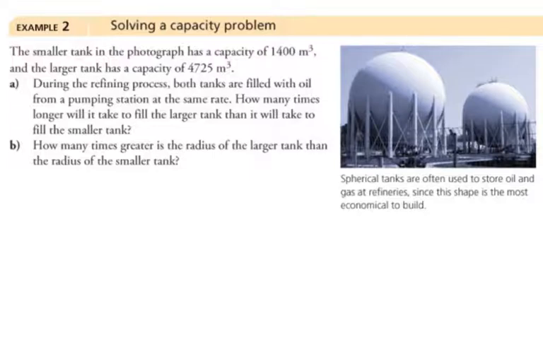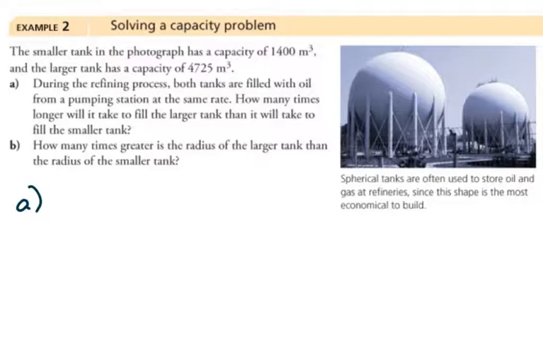But the small tank has a capacity of 1,400 cubic meters. The large tank has a capacity of 4,725 cubic meters. And during the refining process, both tanks are filled with oil at the same rate. How many times longer will it take to fill the larger tank than it will to fill the smaller tank? Obviously, it will take longer, just how much longer?